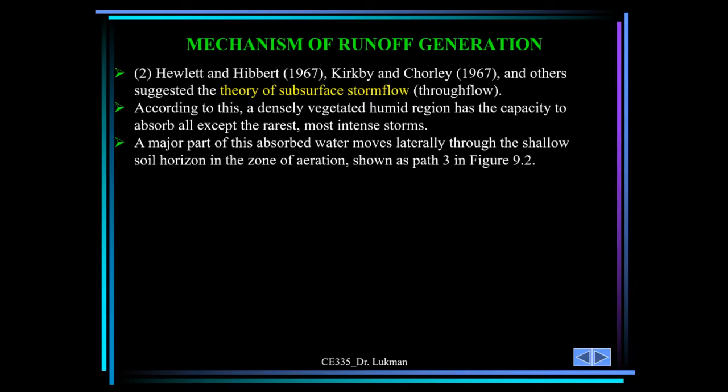Sometimes, like in coastal areas, the humidity is usually high. Such a region has the capacity to absorb all except the rarest, most intense storms. So here it is postulating that these areas will absorb most of the precipitation, except the rarest and most intense storms. A major part of this absorbed water moves laterally through the shallow soil horizon in the zone of aeration, shown as path 3 in figure 9.2.